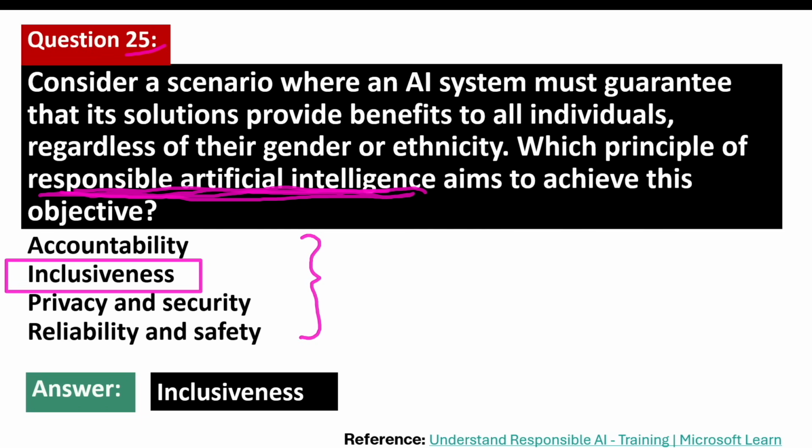So, Microsoft Responsible AI Framework is designed to ensure that AI systems are developed and deployed in ways that are ethical, accountable, and beneficial to all parts of society. And this framework is built around several key principles. These are accountability, fairness, inclusiveness, privacy and security, reliability and safety, and transparency. So we have looked into an example how responsible AI is helping with inclusiveness. Other questions will deal with other aspects of responsible AI framework.